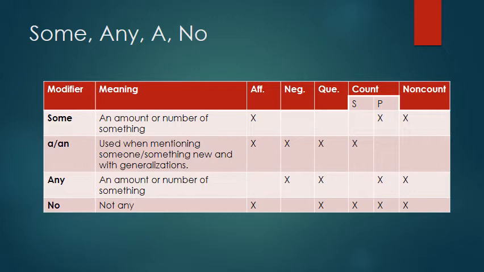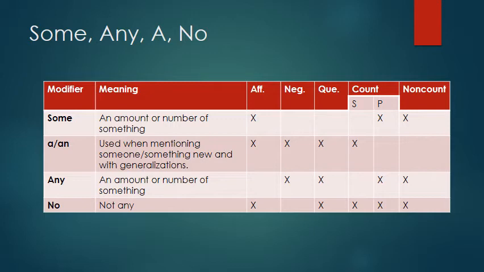So the first thing, let's just go through the meaning and the use of each one of these. The first thing is some. What some means is an amount or number of something. Now, it's used only in affirmative sentences. That means sentences that are positive, that don't have a no in them. And it's used with plural count nouns, and it's also used with non-count nouns. So we'll look at some examples of this later.